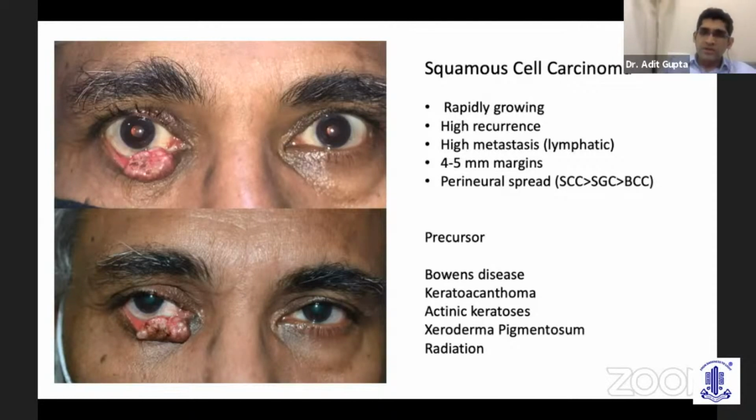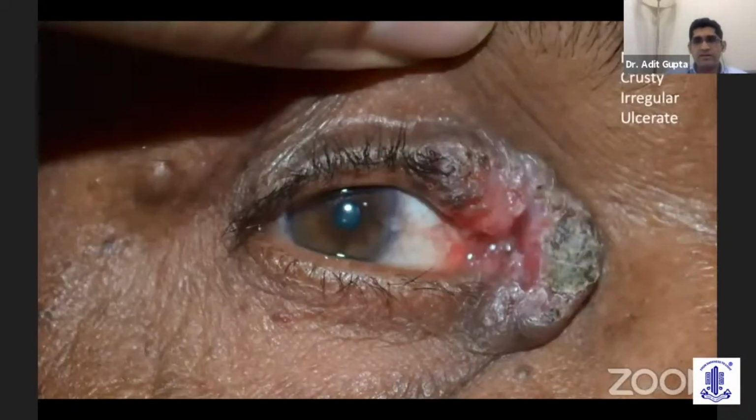Also, on histopathology, it is very important to know about the perineural spread, because perineural spread on histopathology warrants more aggressive follow-up because the recurrence rate is very high. There are certain precursor lesions which can cause squamous cell carcinomas, like Bowen's disease, keratoacanthomas, actinic or solar keratosis, xeroderma pigmentosum, and radiation dermatitis.